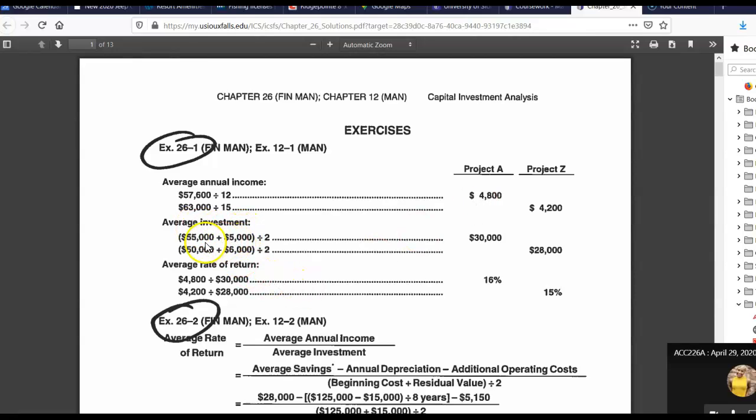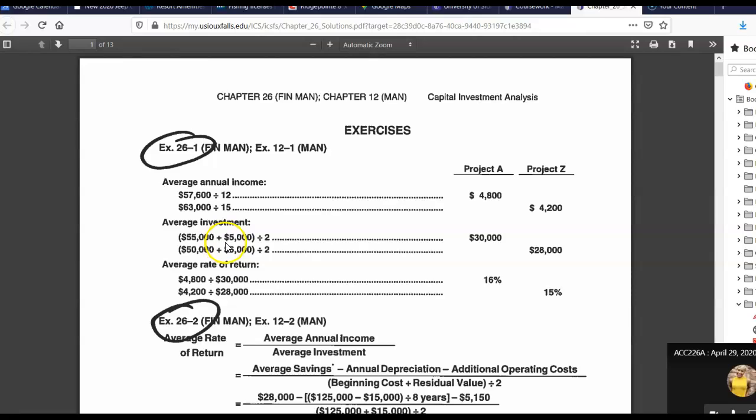Average investment. This one too, you've got to see, this is a little goofy. This is very goofy, so you're going to have to make sure you see this. What does it tell you that the amount of the investment is? 55 grand. What is the residual value? 5. Okay, so what's goofy is, I want you to see, here is the cost. This is the residual value. But this is what throws everybody around.